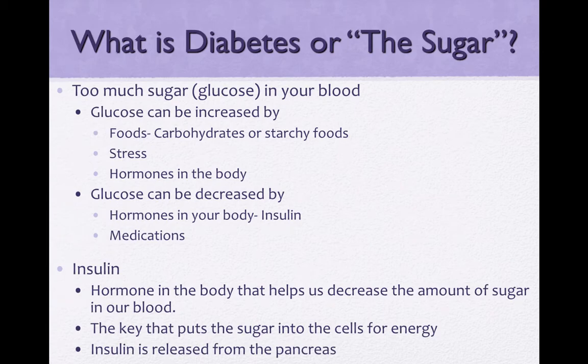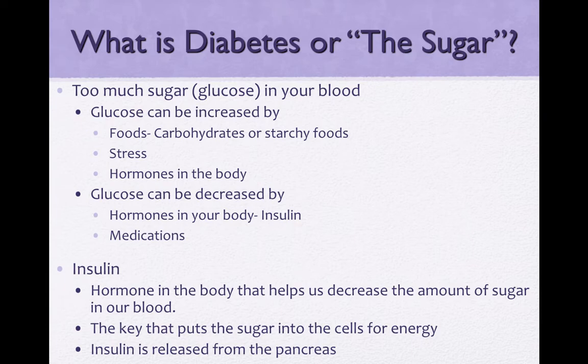So what is diabetes, or as some people call it, the sugar? Diabetes is defined as having too much sugar or glucose in your blood. Your glucose can be increased by foods such as carbohydrates or starchy foods, stress, and hormones in the body. Your glucose can be decreased by a hormone in the body called insulin, which we'll discuss more, and medications.